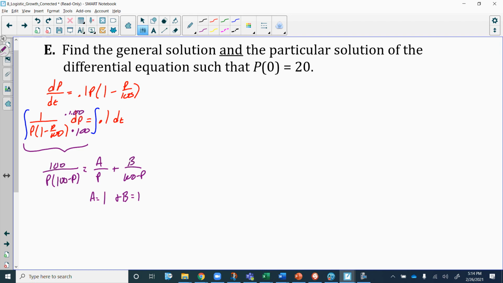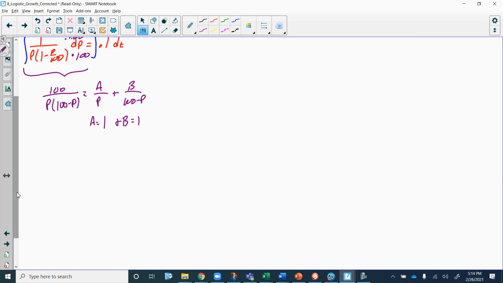Okay, so at this point, coming back to the overall problem, we can rewrite the left side with the indefinite integral of 1 over p plus 1 over 100 minus p dp to be equal to the indefinite integral of 0.1 dt. Now we can find the antiderivatives of each one. So the antiderivative of 1 over p is going to be the natural log of p.